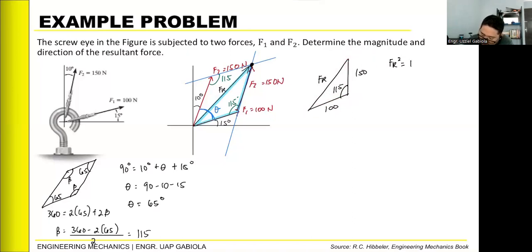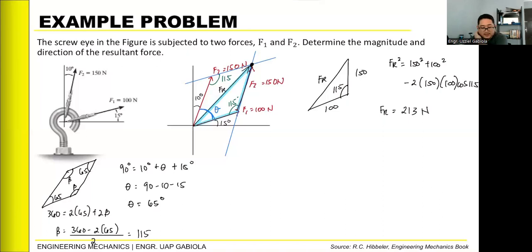So, adjacent natin, 150 square plus 100 square minus 2 times 150 times 100. Tapos cosine nung included angle natin, which is 115. Okay? Performing that value sa calcu. So, 150 square plus 100 square minus 2 times 150 times 100 cosine of 115. And then, i-square root ninyo para makuha yung answer na 213 newtons. Okay? So, yan yung nakuha natin.